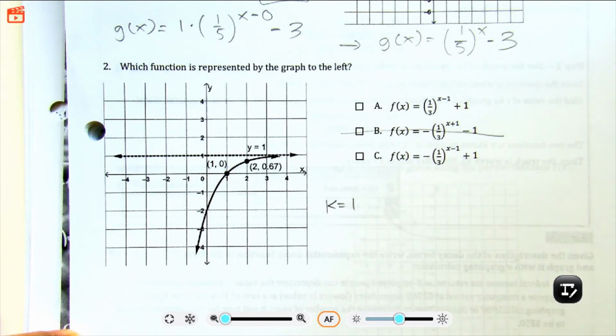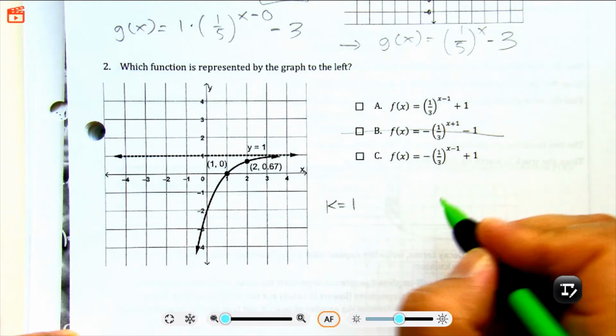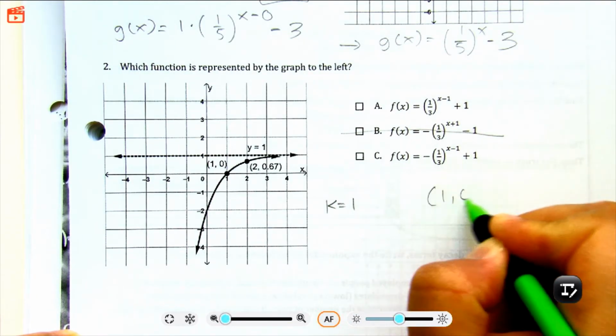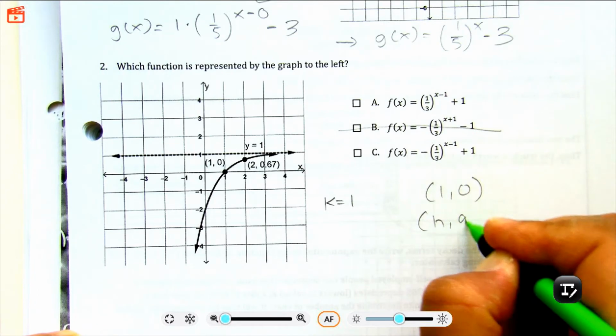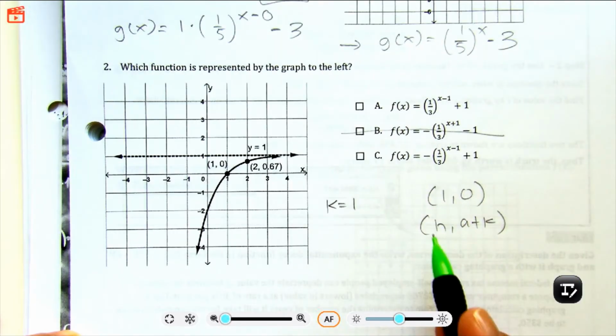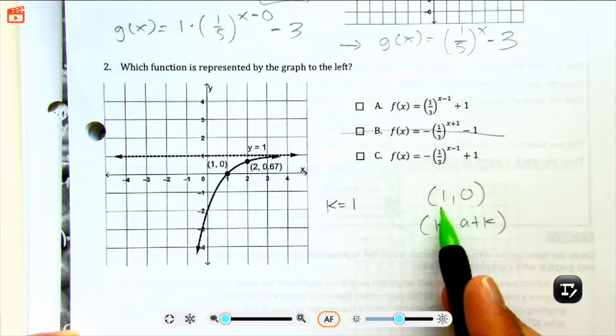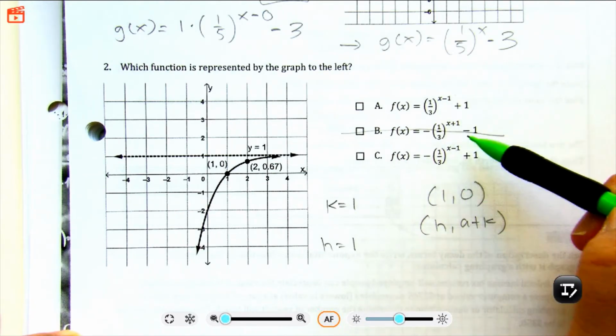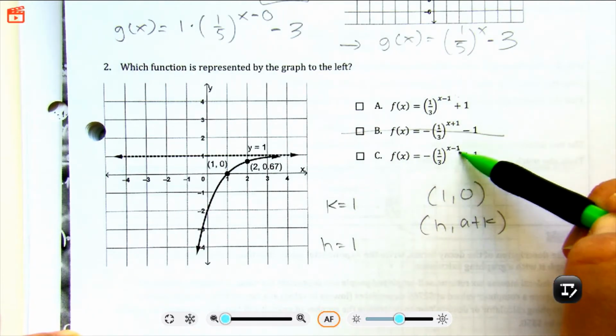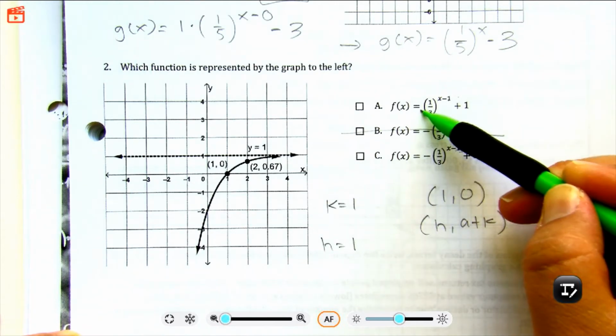So let's look at our first reference point. Our first reference point would be 1, 0. Let me write that point, 1, comma, 0. And we're going to compare that to h, comma, a plus k. So h is equal to 1. So I'm going to write h equals 1. And if we look at these two equations, both of these have h equal to 1. So I guess the only thing that we need to find out is, is a going to be positive 1 or is a going to be negative 3?